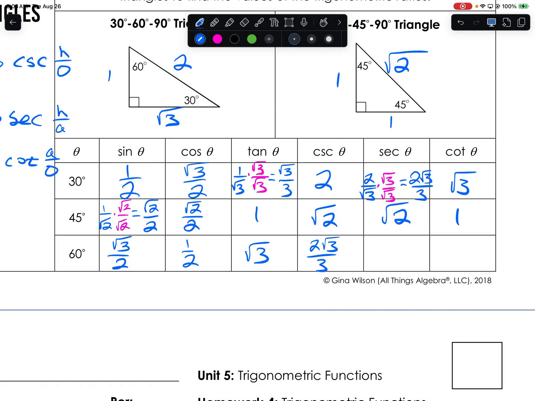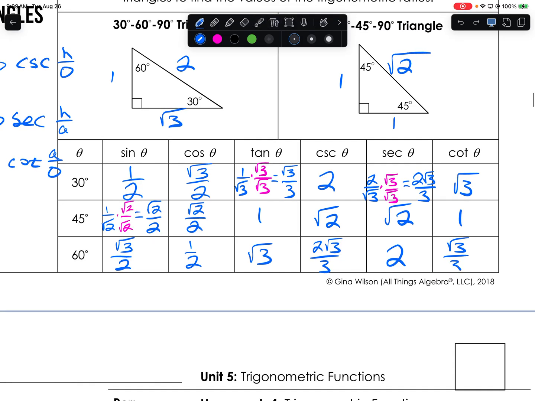So secant, that's the easy one. What is it? Secant's 2. Flip 1/2. And then cotangent, root 3 over 3. If I flip it, I would get 1 over root 3, which is right here. And if I rationalize, I get root 3 over 3. So that is what's right there. So we make it easier on ourselves.